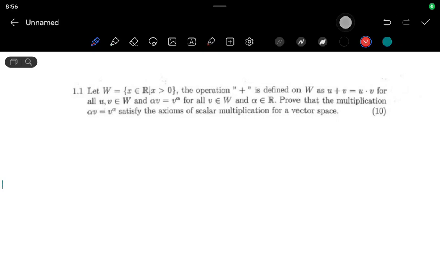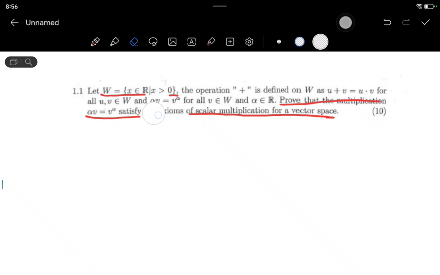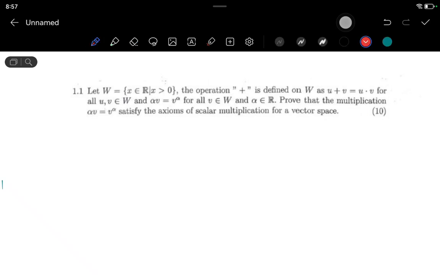So check this. We are given a question here. They say W is equal to {x ∈ R such that x > 0}, and we must prove that the multiplication satisfies the axioms of scalar multiplication for a vector space. They only want us to check the scalar. Okay, let me check the whole question.